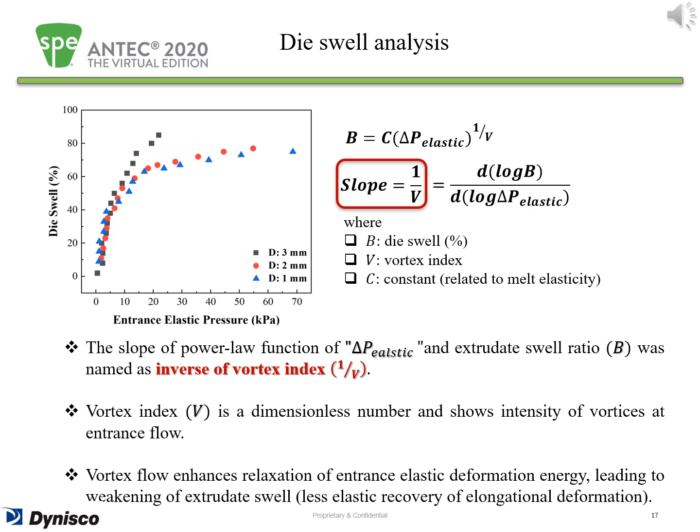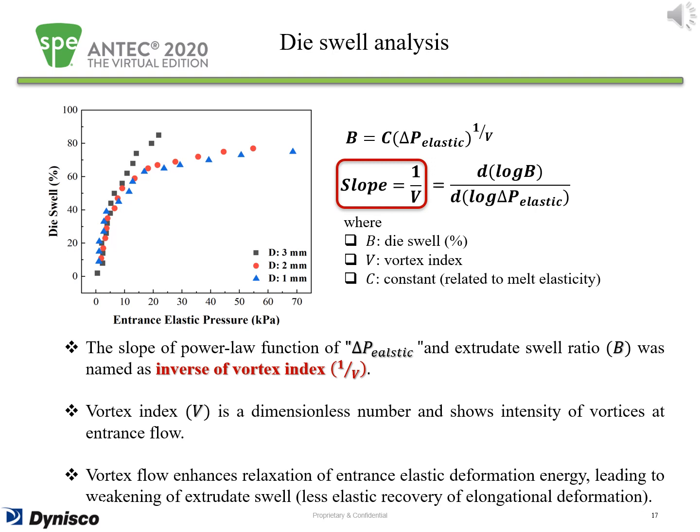In order to quantify the magnitude of the vortex flow patterns for various dies, the slope of the power law function of the graph of die swell ratio versus entrance elastic pressure drop was selected and named as the inverse of vortex index, as you can see in the equation in this slide. In this equation, C is a constant parameter related to the polymer melt elasticity, and V is the vortex index. V, or vortex index, is a dimensionless number and represents the intensity of the corner vortices in the entrance flow.